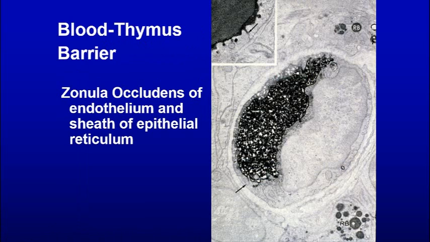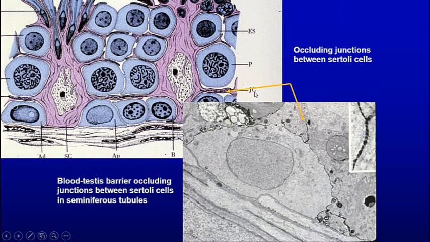In the blood-thymus barrier, not only do you have endothelial cells, which you can see where they have stopped the electron opaque substance, anything that got through, the reticulum cells ate it up. And so you have two components to the barrier.